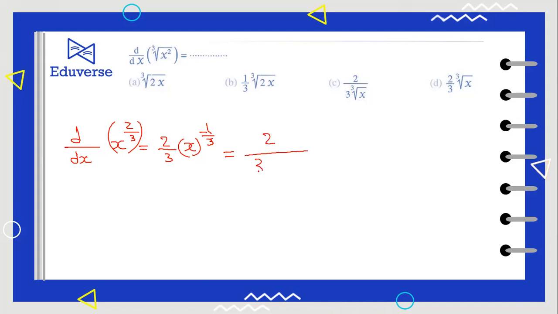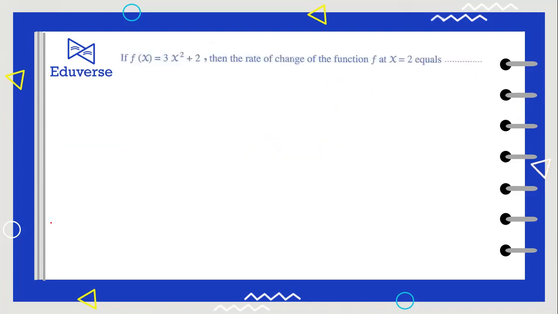I have 2 over 3 x to the power negative third. To cancel the negative, I will put x in the denominator. X power third in the denominator. And then x to the power fraction, I can write it as a cubic root of x. 2 over 3 cubic root of x. Number C. Next one.